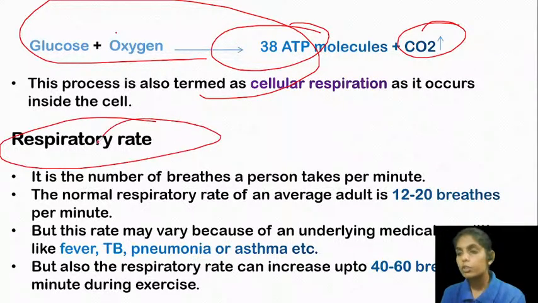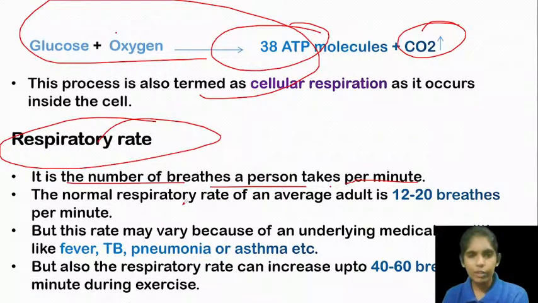Now let us know about the respiratory rate. It is the number of breaths a person takes per minute, and the normal respiratory rate of an average adult is around 12 to 20 breaths per minute. But this respiratory rate is not constant. Whenever a person is suffering from any illness or disease, the breath rate will differ. For example, in conditions like fever, TB, pneumonia, and asthma, the respiratory rate may differ.